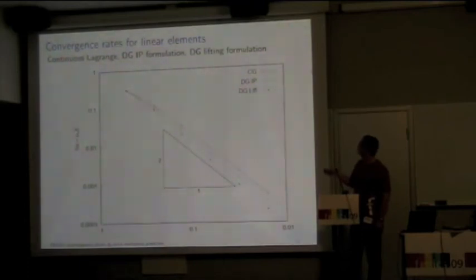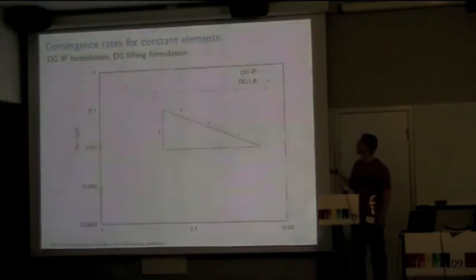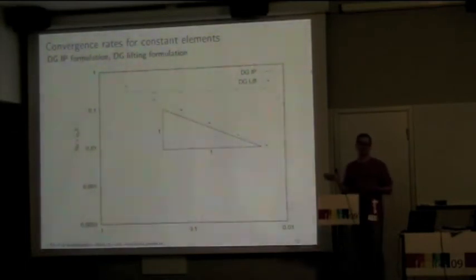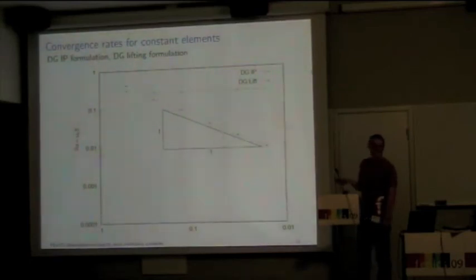And then we see what happens when we use constant elements for the IP formulation and the lifting formulation. In this case, for the lifting formulation, we use constants for both V and U and also the lifting spaces. And we see we still get k+1 order convergence for the lifting formulation, but for the IP we get, I don't know, constant convergence, is there a thing like that? 0th order.